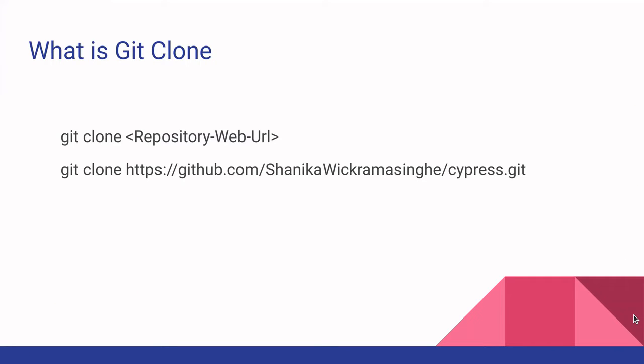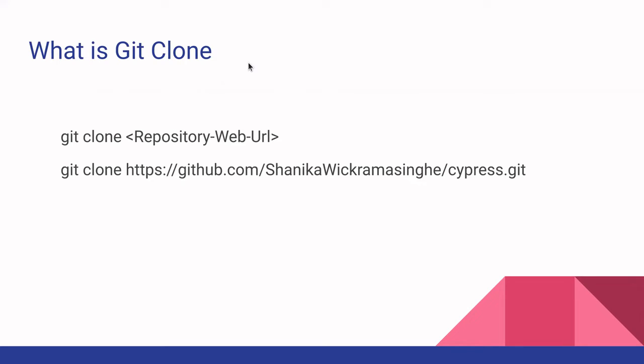Okay, so after you fork a repository, the next important command is git clone. So what is git clone? If you want to get a copy of the remote repository for your local machine, then you can use this git clone command. You have to type git clone and the repository web URL that I showed you earlier. I will show how to do this with a demonstration as well. So first, let's go through the slides.